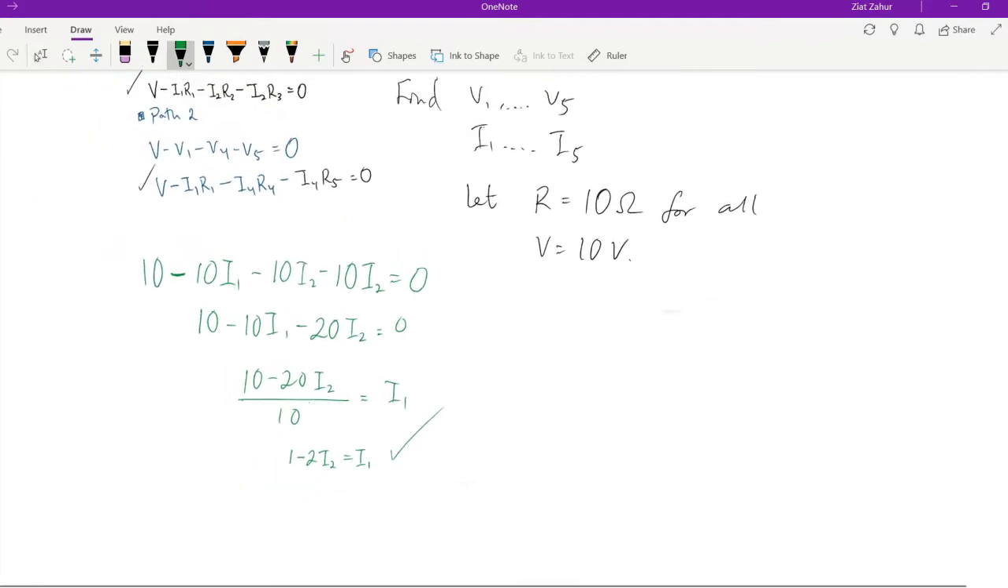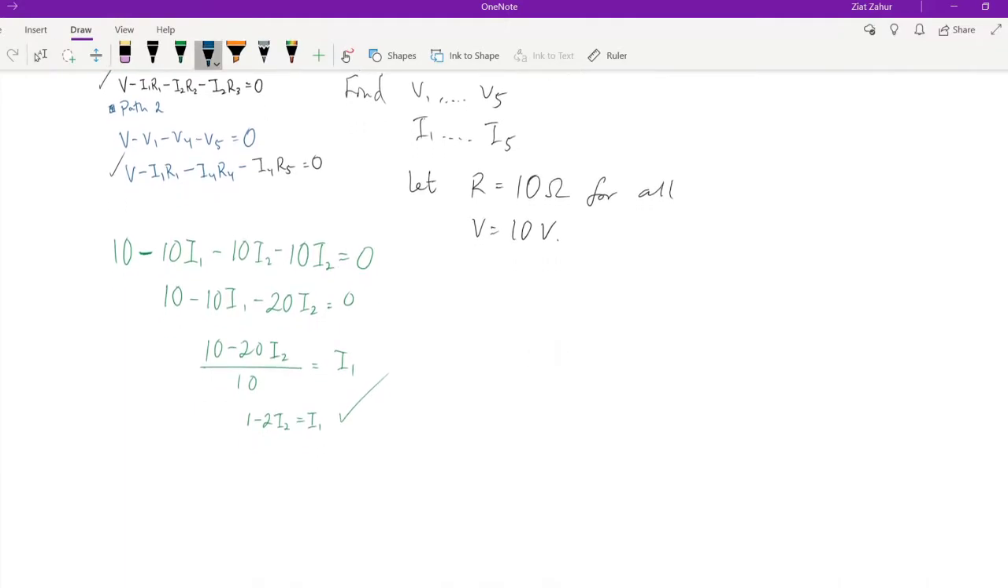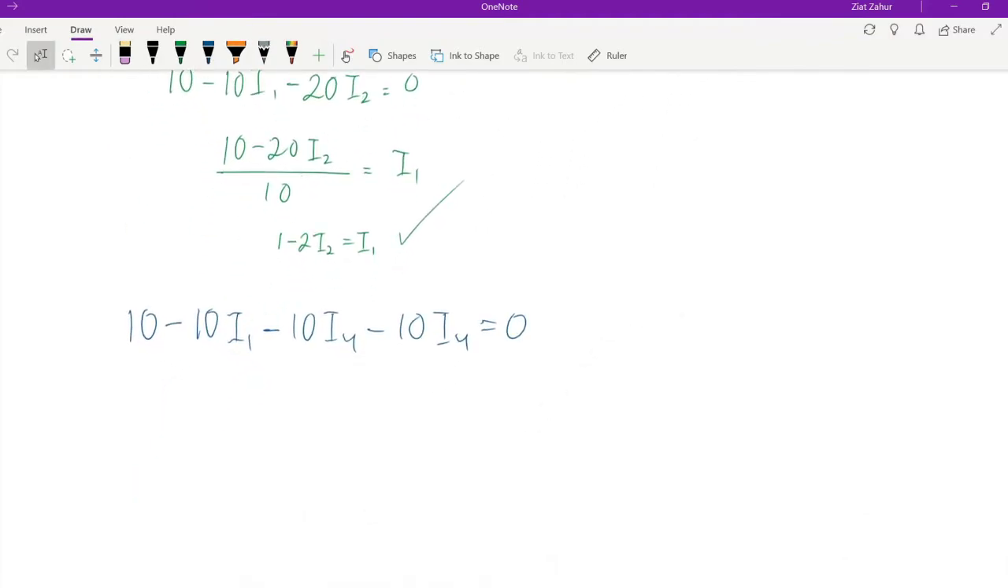Alright, starting with blue now. Blue is V minus I1 R1 minus I4 R4 minus I4 R5. So that's 10 minus 10 I1 minus 10 I4 minus 10 I4 equals 0. Okay, go and simplify. So that's 10 minus 10 I1. Well, all the 10s are going to turn into 1, so that's nice.